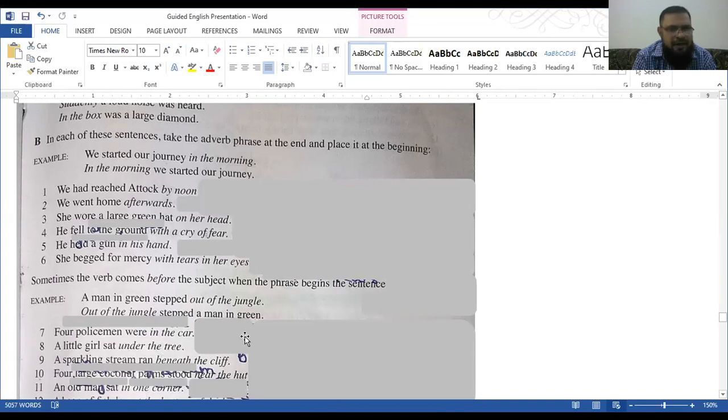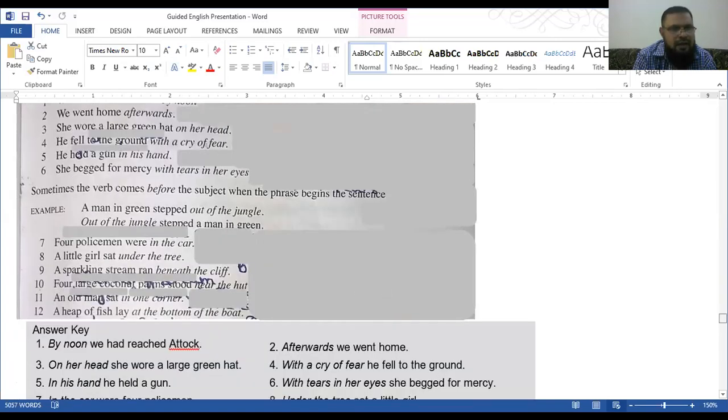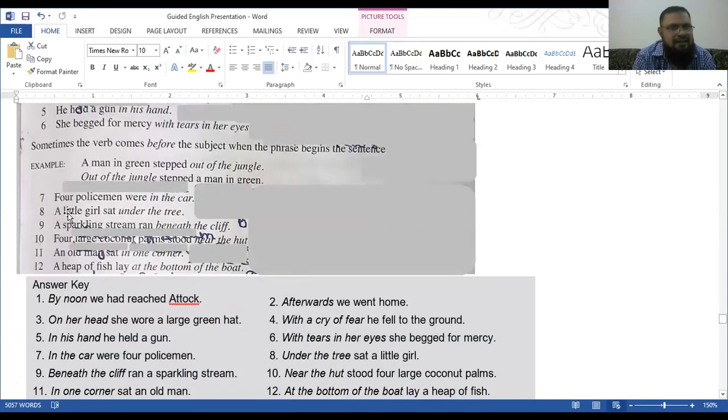Four policemen were in the car. A little girl sat under the tree. A sparkling stream ran beneath the cliff. Four large coconut palms stood near the hut. Number 11. An old man sat in the corner. Number 12. A heap of fish lay at the bottom of the pool.